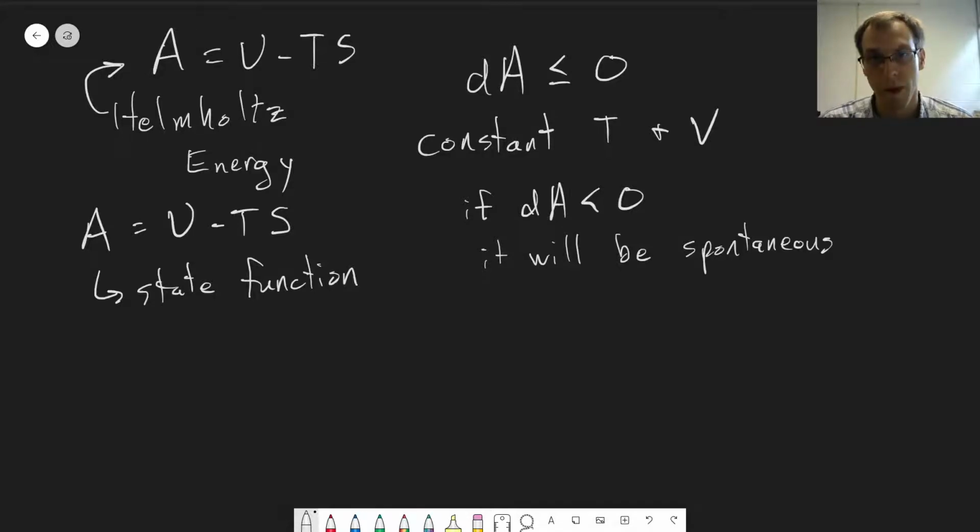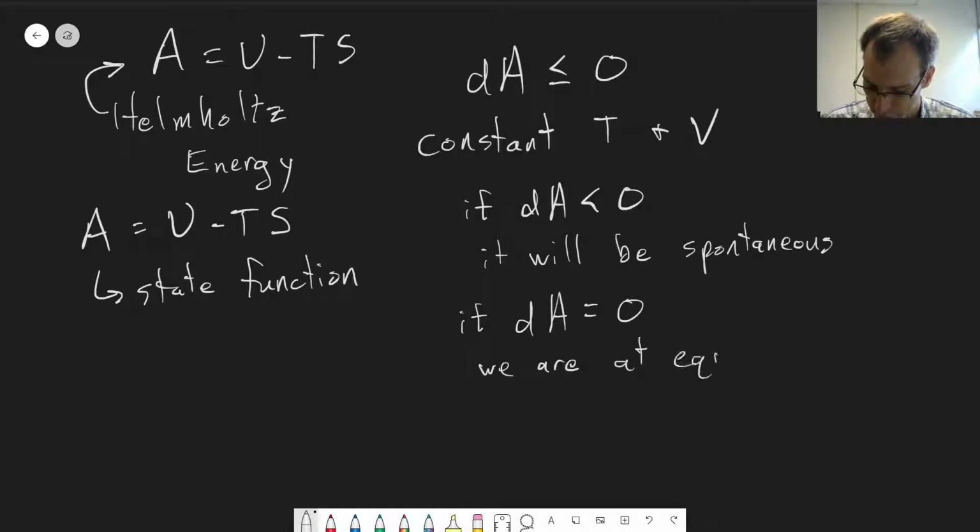just one function that lets us determine whether something will be spontaneous, because we took the second law and sort of built it into our derivation here. So if dA is less than 0, our process will be spontaneous. If dA equals 0, we are at equilibrium, or the process is reversible, which is essentially the same thing. A process being reversible just means our system's at equilibrium sort of every step along the way.